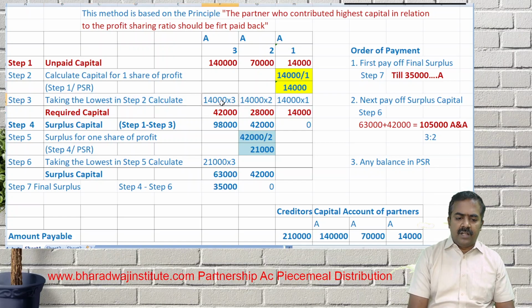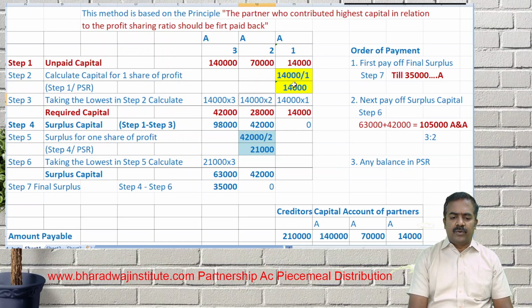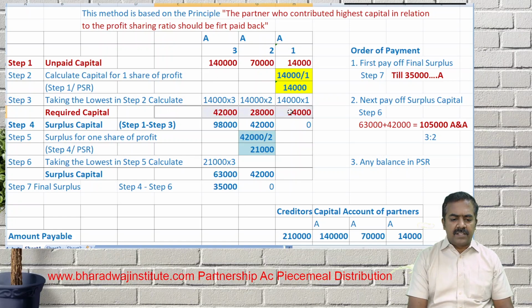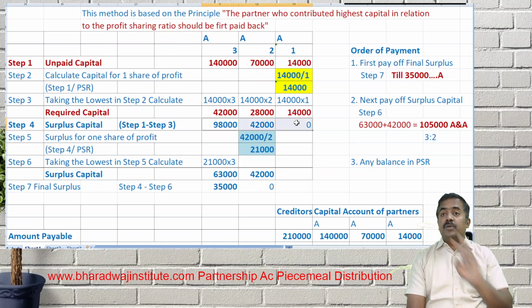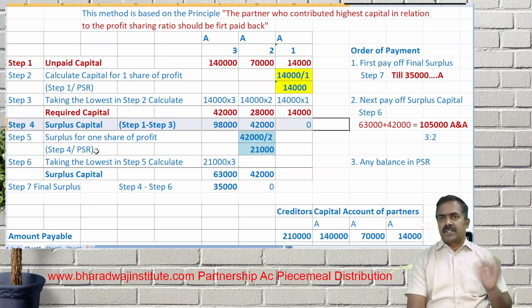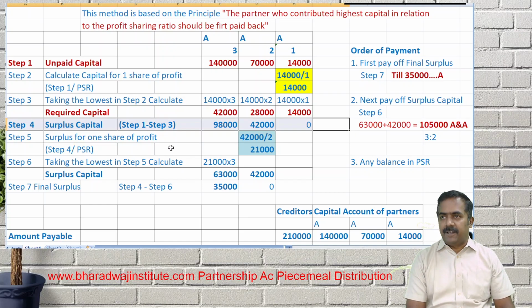For 14,000 into 3, 14,000 into 2, 14,000 into 3. Multiply and get the required capital. So 1,40,000 minus required capital will give us which capital? Surplus capital. Now we have got two surplus capitals. Who are the parties having surplus? First and second. Between them, who should be paid first?